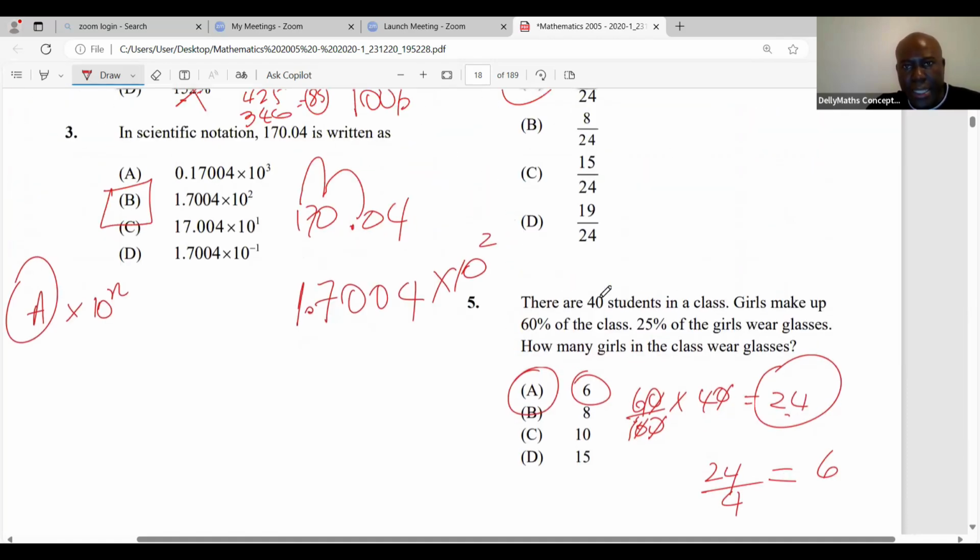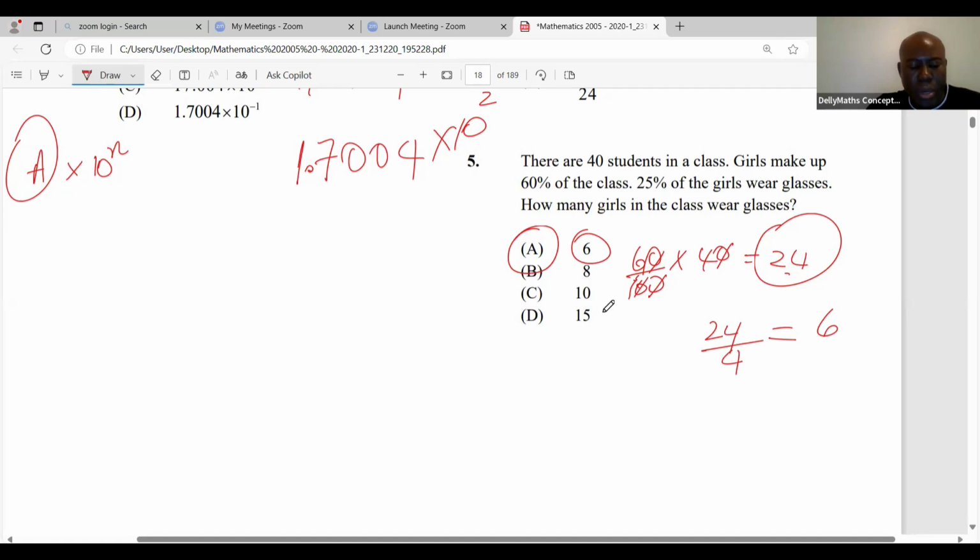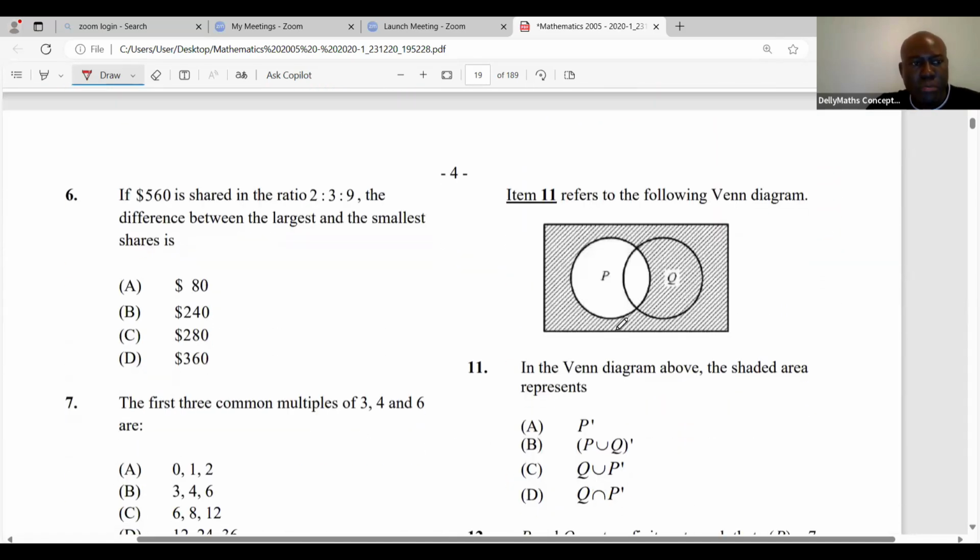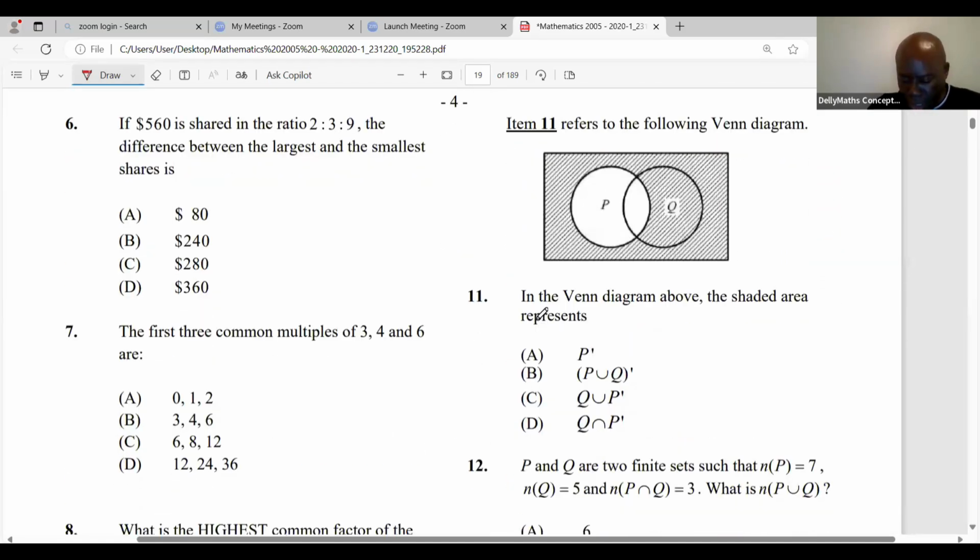All right, let's keep going. We're at number 6, right? So number 6 says, if 560 is shared in the ratio 2 to 3 to 9, the difference between the largest and the smallest share is what? There are many approaches to this. What I could do is to take a look at the difference between the ratios right now. For example, we're talking about 2 and 7 and 9.